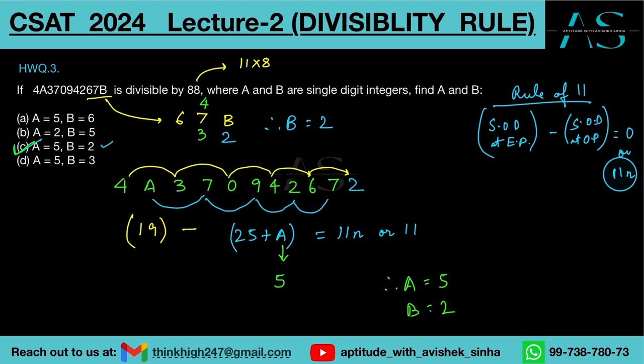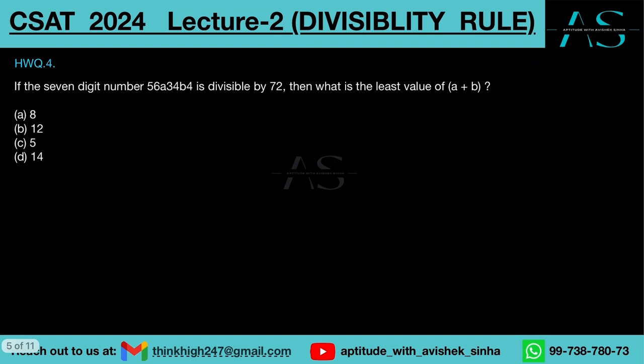Alright, moving forward. Next, question 4. If the 7-digit number is divisible by 72, it follows the rule of 9 and 8, since 9 times 8 is 72. So taking out the last 3 digits, let's see what we have here. 4B4. Now think of any multiple of 8 starting with 4. The multiples starting with 4 are 40 and the next one is 48, right?